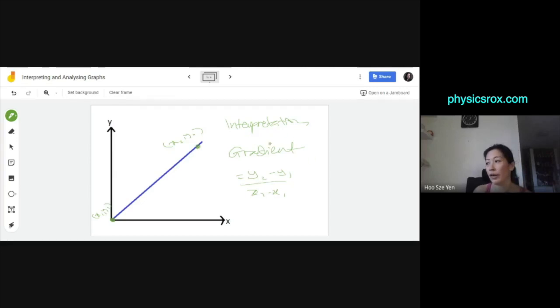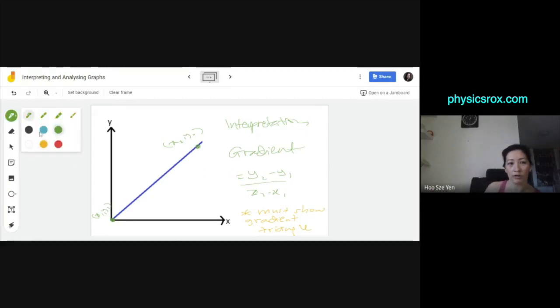When you want to show gradient calculation in physics, you must show the gradient triangle. Now, what is this gradient triangle? A gradient triangle means this. You draw from this point to this point. You got the line here already, right?